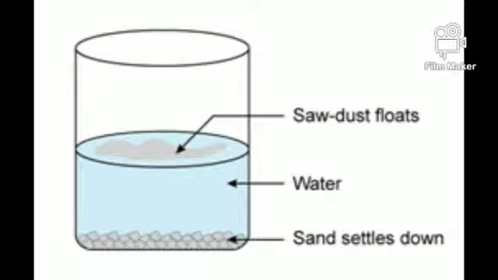So, this is the gravitation method. This method is used only when one of the components is much heavier than water, for example sand, and the other component is much lighter than water, that is the sawdust. If a mixture of sand and sawdust is put in water, sawdust being lighter floats while sand settles down. Now, sawdust with water is filtered to separate the sawdust. It's a very easy procedure.